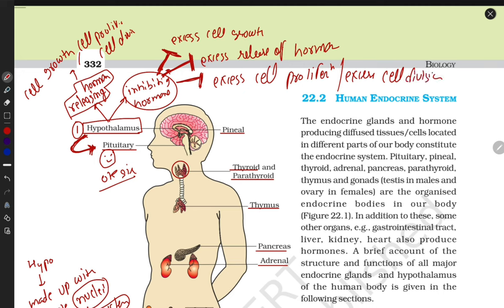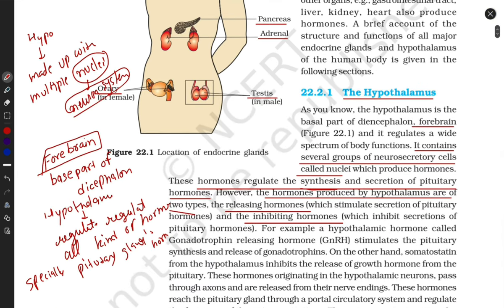Alright, this term is very important. Your examination can ask which gland releases releasing hormone and inhibiting hormone, or they may give a sentence asking which gland releasing hormone and inhibiting hormone belong to. This is also a question-making area. They can also ask what nuclei are.